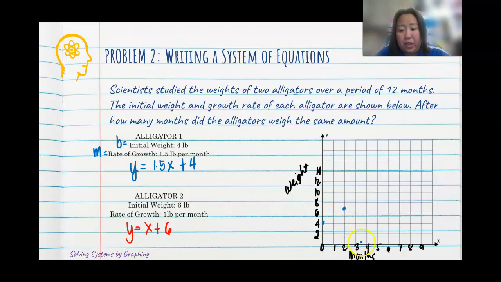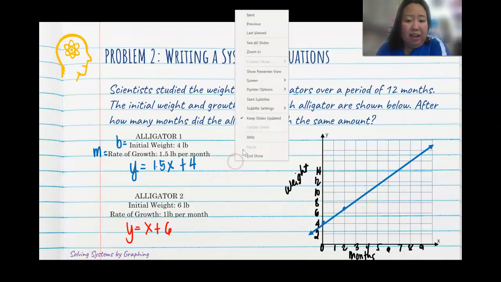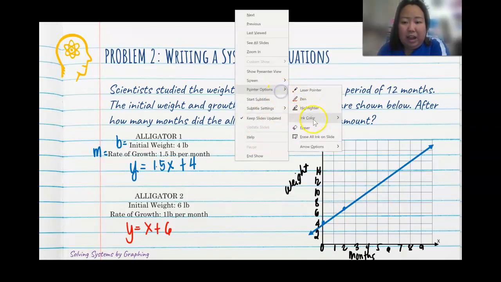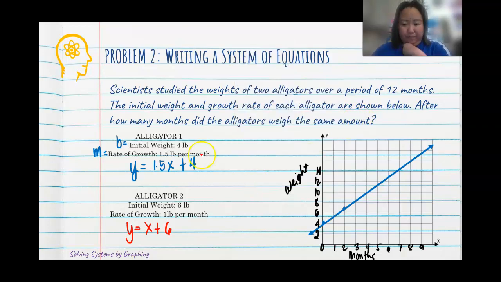And if your x is 4, that's 1.5 times 4, which is 6, plus 4, so it's going to be 10. We can use those points for the meantime, and you will see that the graph will be like that.